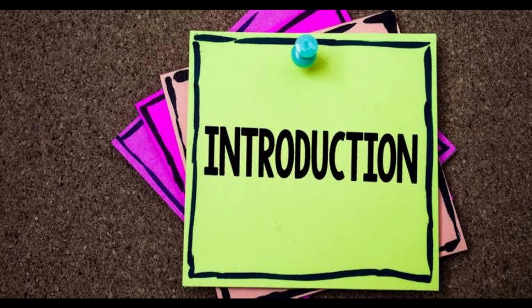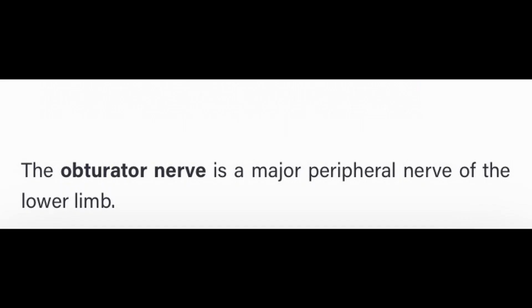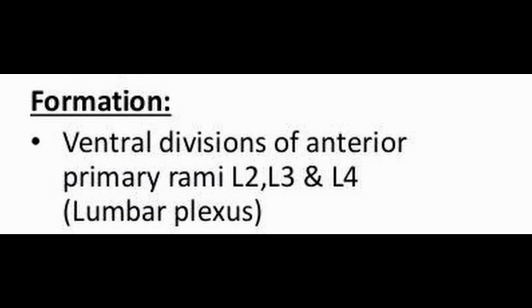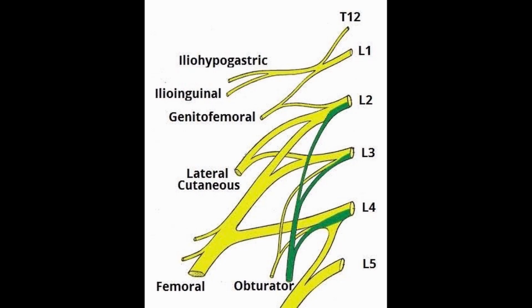Firstly, we talk about the introduction of the obturator nerve. The obturator nerve is a major peripheral nerve of the lower limb. It's formed by the ventral division of the anterior primary rami of L2, L3 and L4. As you can see on the diagram, the obturator nerve's root value is L2, L3 and L4. So this is the obturator nerve.